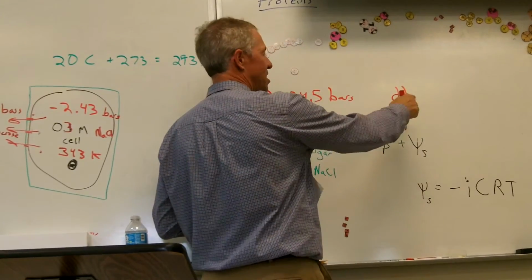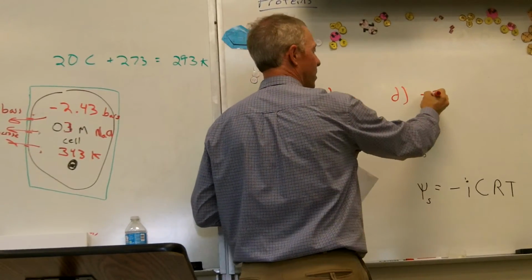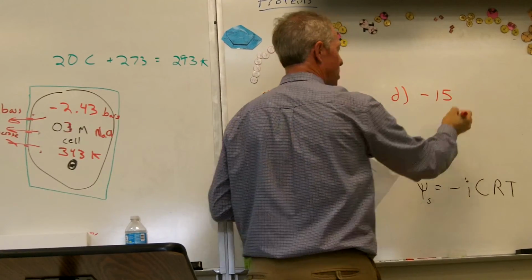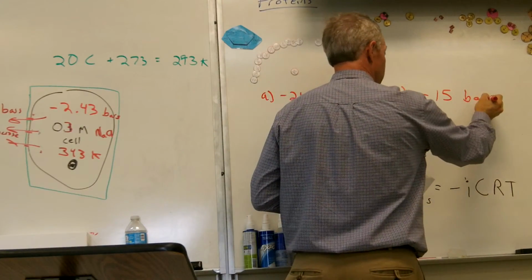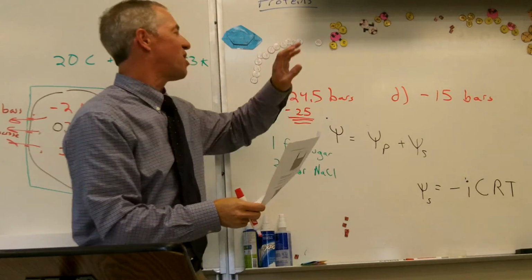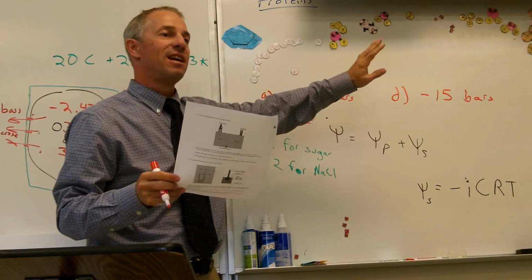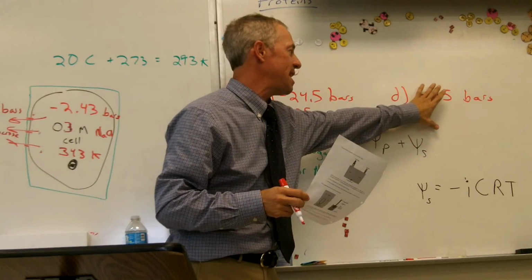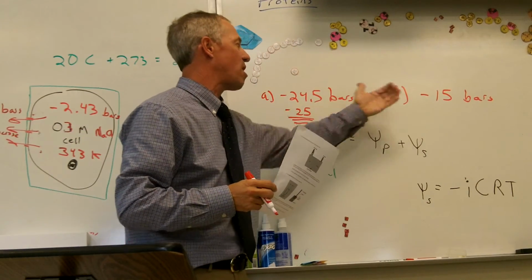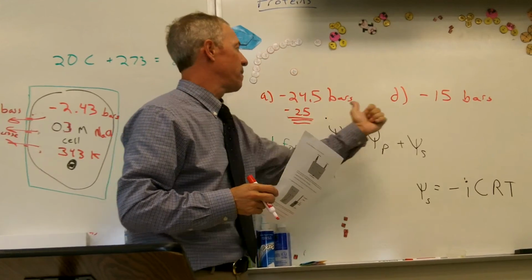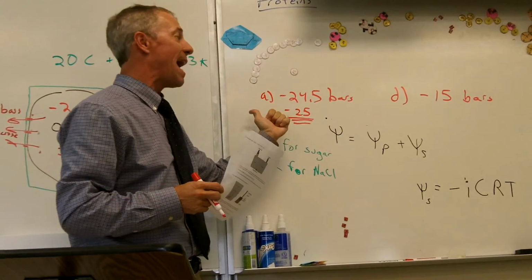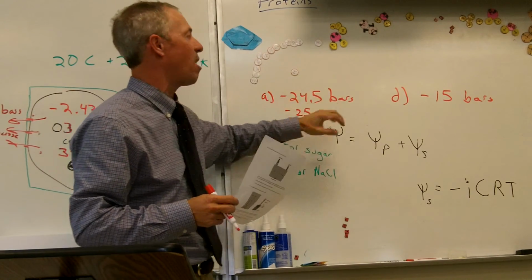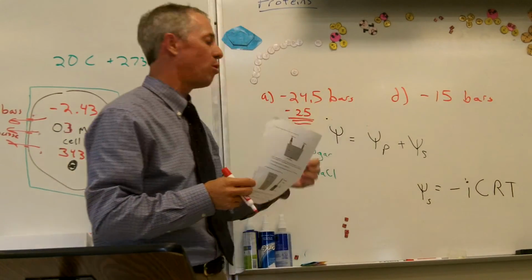Uh-oh. We're out of time. What do we get? Negative 15 bars. If you're stuck, listen to this. If you stuck solution A next to solution D, which way would water move across the membrane? It would move toward A. A has a lower water potential than D. It would move toward A.